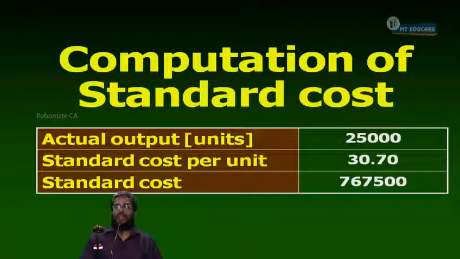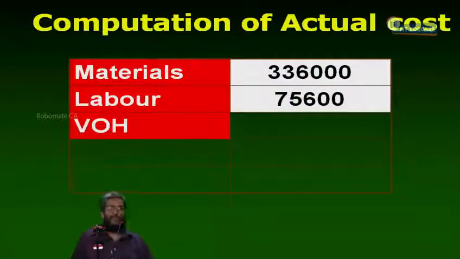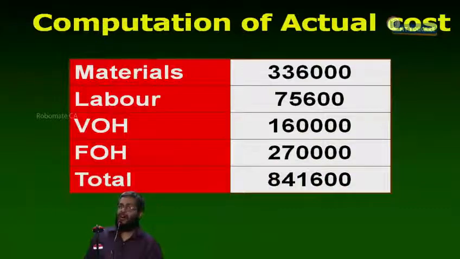Step 2 or step 3? Step 3. Computation of actual cost. Actual cost is the column 2 total in all variances. Please copy this slide quickly.